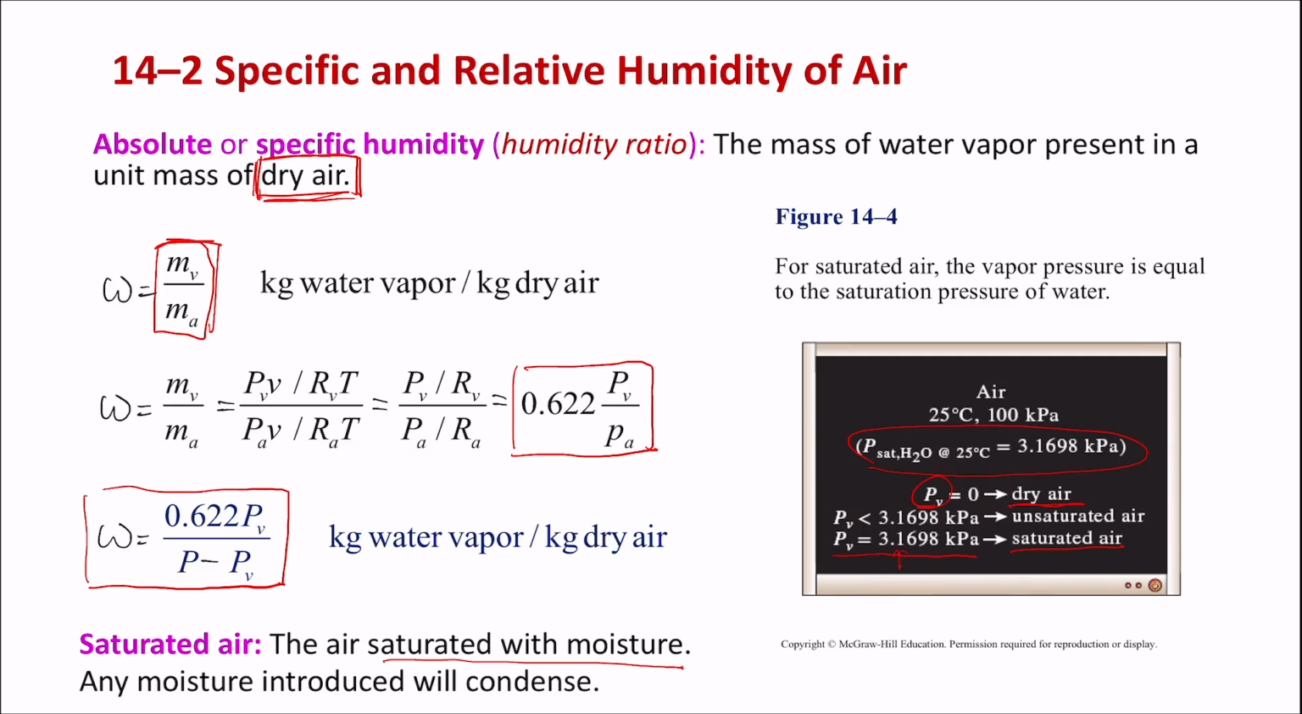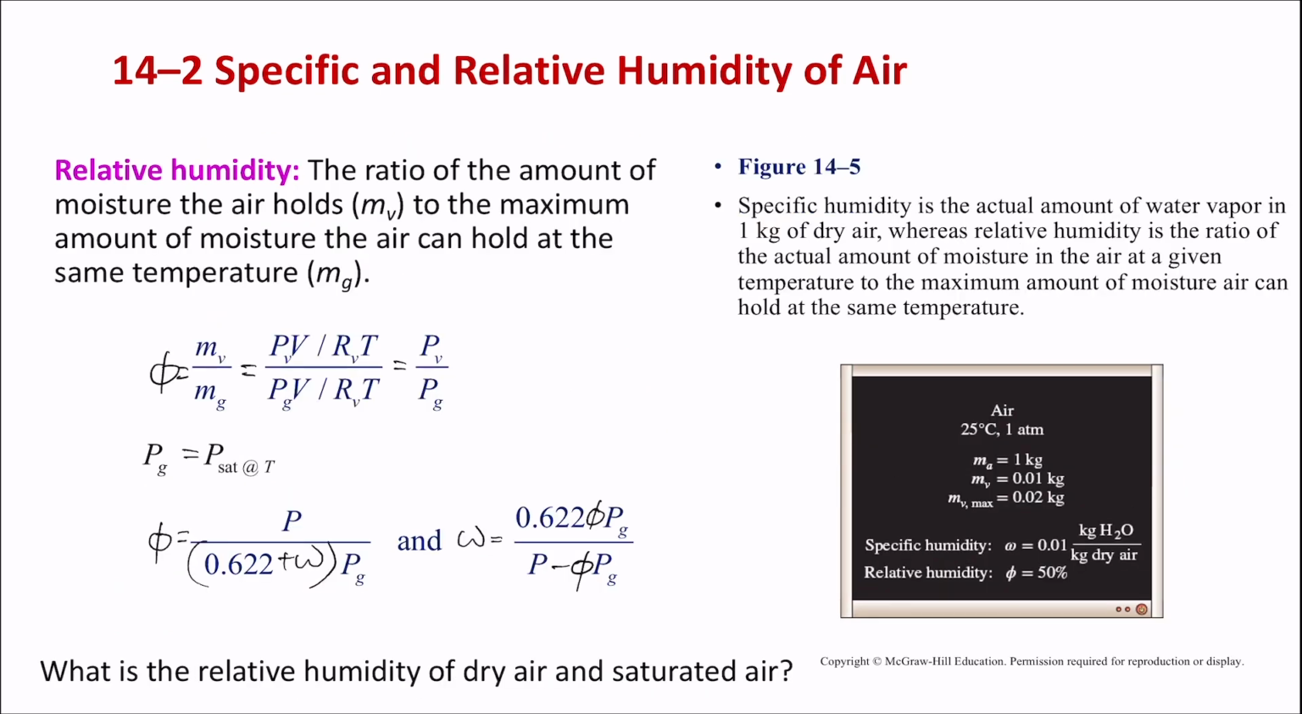I like to think of PV this way, because we're talking about ideal gas, right? In the last chapter, we said the PV ratio for the mixture is the mole number ratio. So you can think of it like a mole fraction. That just shows you what percentage of the air is actually water vapor.